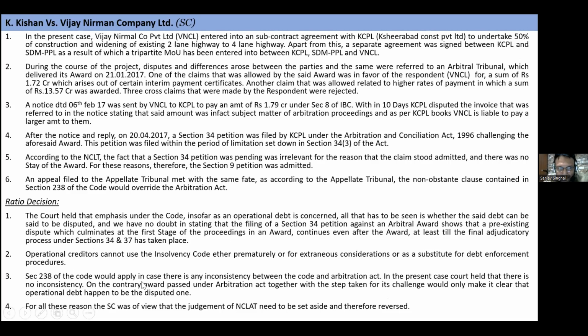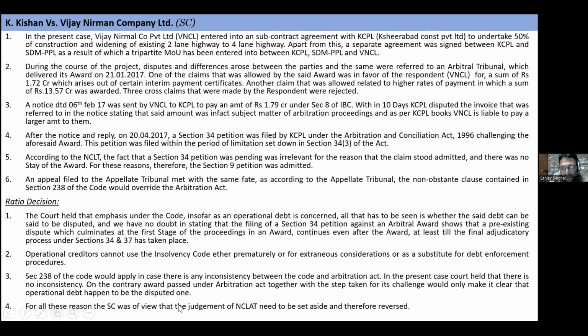So the Supreme Court said that Section 238 will also not be applicable. Section 238 contains the non obstante clause, which would not apply in this case, as the court held that there is no inconsistency. On the contrary, the award passed under the Arbitration Act, together with the steps taken for its challenge, would only make it clear that the operational debt happened to be a disputed one.